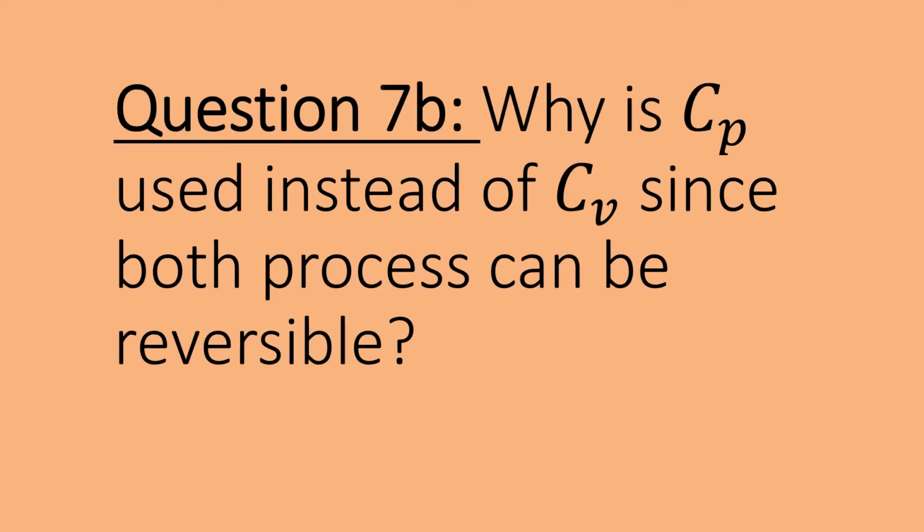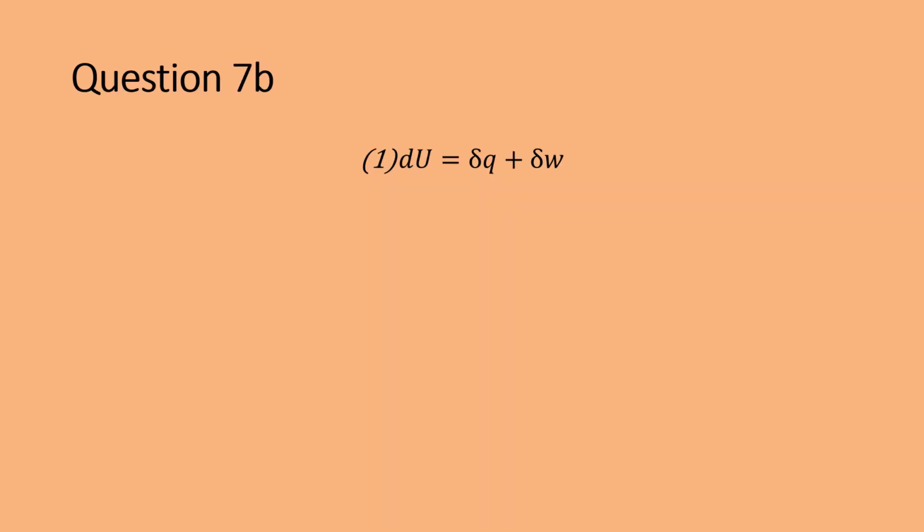After going through the derivation for delta H equals the integral of Cp dT, I'll talk more closely now about why Cp is used in the integral instead of Cv, although both processes may be reversible. I'll start this part again with the first law of thermodynamics, saying that dU is equal to delta Q plus delta W. Similarly, we'll continue by plugging in negative PdV for the change in work.